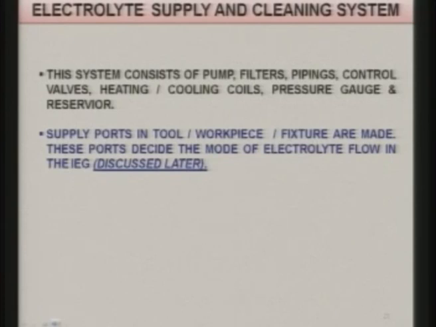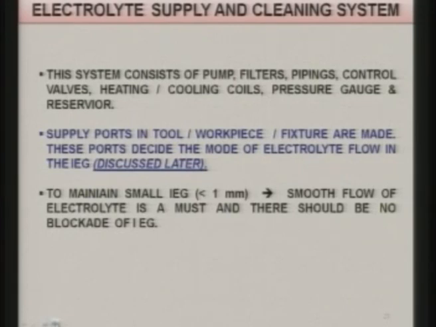These ports decide the mode of electrolyte flow in the inter-electrode gap, which I am going to discuss in the following slide. There are various ways or various modes of the flow of the electrolyte in the inter-electrode gap. To maintain a small inter-electrode gap, that is IEG, which is normally less than 1 millimeter, a smooth flow of electrolyte is a must, and there should be no blockade of the inter-electrode gap, because if blockade takes place then it will stall the machining operation in that particular region. Hence, it is very important to properly clean the electrolyte or filter the electrolyte very carefully, so that no blockade of the inter-electrode gap takes place.